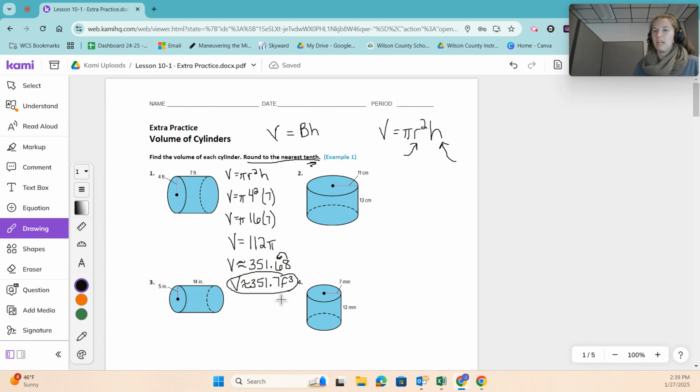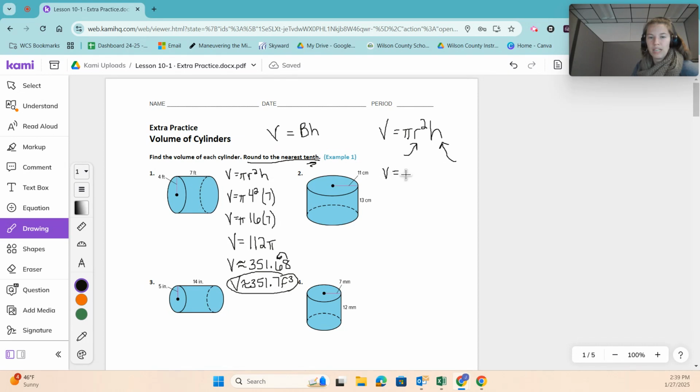Volume is cubed because we're looking at 3 dimensions there: length, width, and height. So we did the area, which is 2-dimensional, times the height, which adds a third dimension. Okay, let's take a look at number 2 here. We can do this one together as well.